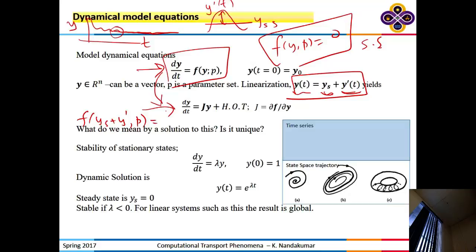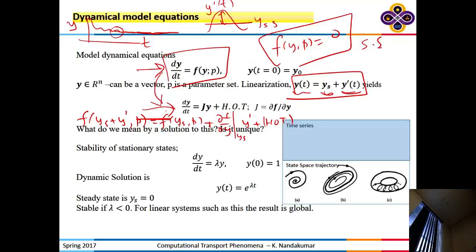Okay, that's going to be equal to the same function at ys plus df dy at ys multiplied by y prime plus higher order terms, d square f dy square, but I will just indicate it as higher order terms. This is why it is called the linear stability analysis, because what I'm doing is I'm linearizing this function. Okay, so I'm neglecting all the higher order terms.